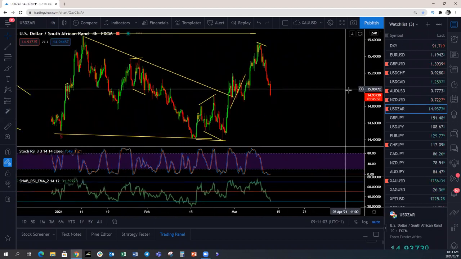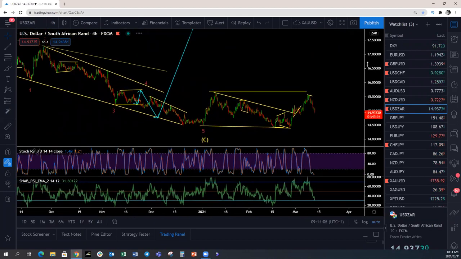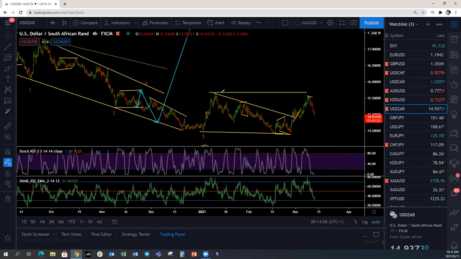US dollar ZAR. Is it going to retest the low here? What is new here that we didn't discuss? We have discussed this a number of times. When this was coming down here, we said it was going to bounce and retest the top. It has done so. It is coming down. Nothing new here. We're expecting that to go all the way down.